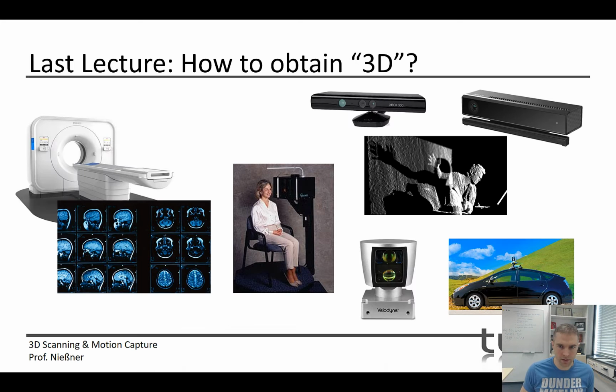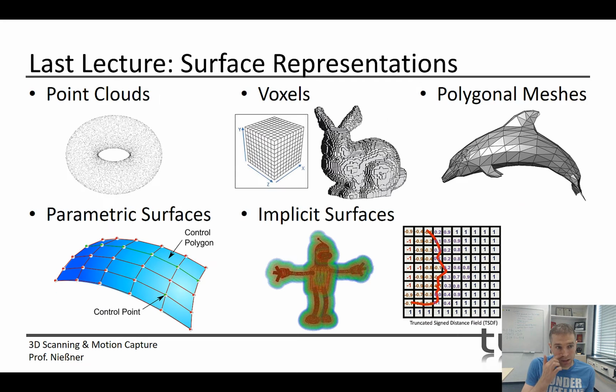So in the first lectures, we talked about what is 3D, like 3D representations, and how to obtain 3D. Specifically, we talked a lot about depth sensors, stereo matching, and how we use this kind of data and how we store it. And then we had a couple of different representations such as point clouds, voxels, polygonal meshes, parametric surfaces, implicit surfaces. We also talked about how to go between these representations. For instance, I gave you some homework to look at Poisson surface reconstruction, to go from point clouds to polygonal meshes.